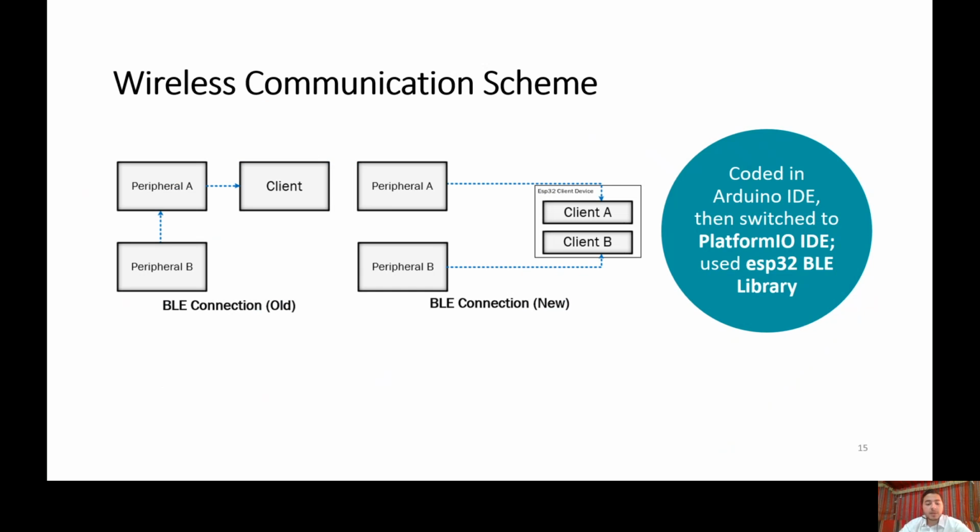In the previous SDP, the data used to go from peripheral B to peripheral A and then to the client. So if peripheral A is not working for some reason, then the whole system is down. But in our case, we have made each peripheral transfer the data independently to the central device, clients A and B, to have a robust transmission while transmitting a large packet size.